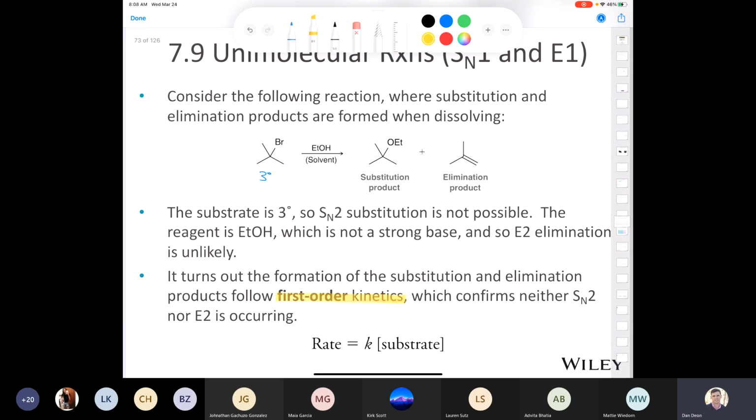So we know that this is a unimolecular reaction, which we could write that the rate is going to be equal to the rate constant only times the concentration of the substrate. That's the only concentration that's going to affect our reaction rate. Therefore, again, this is a first order reaction. Going back to general chemistry 2 on that one.